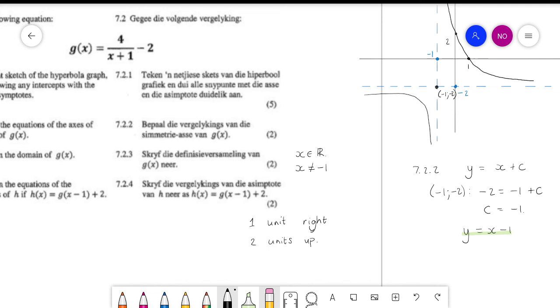So the moving left or right influences only my vertical asymptote and the moving up or down influences only my horizontal asymptote. So this one used to be at -1. Now it's going to be at X equal to 0.